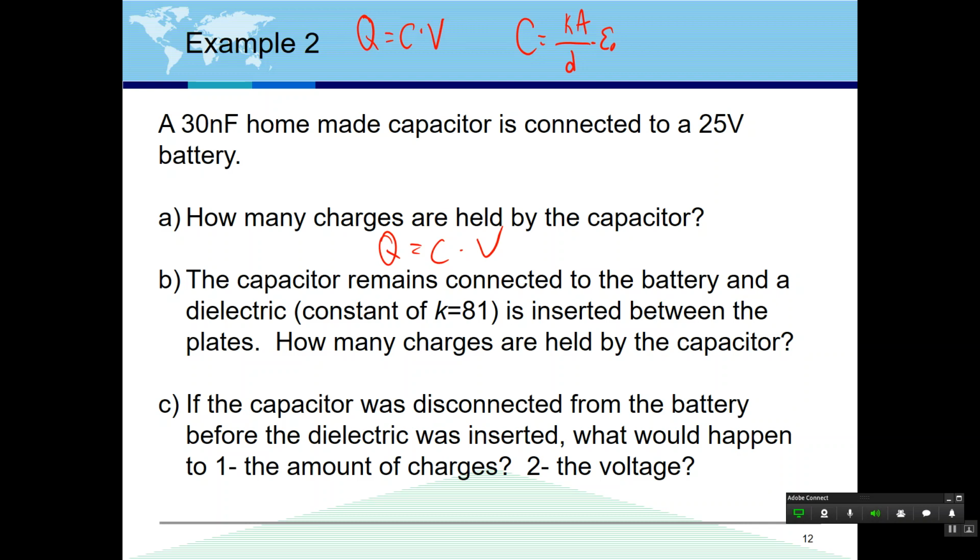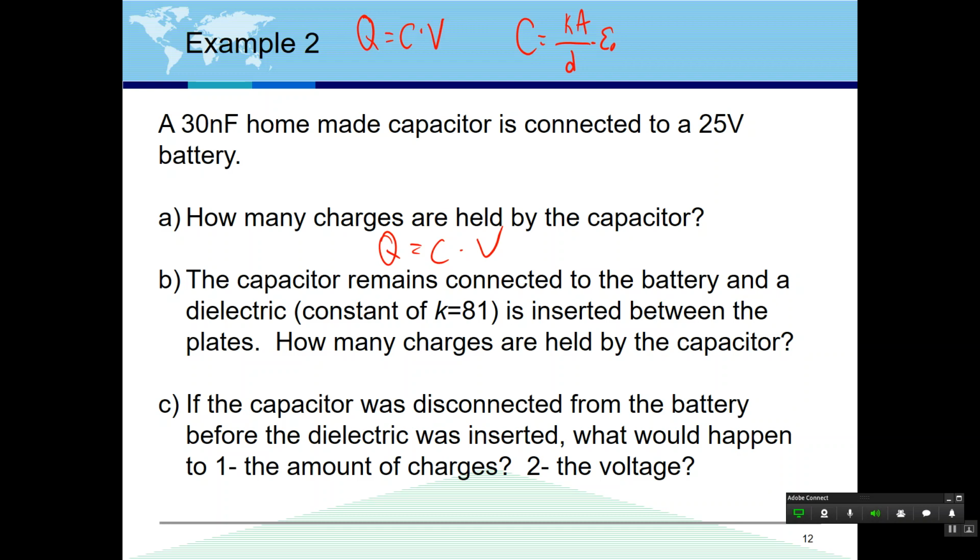What's going on in B? Anais? Right, you don't have an area or a distance, but it's the same capacitor. So therefore, it's the same area and the same distance. So that means that the capacitance, other than the dielectric, is staying the same, right? And your permittivity is the only thing that's changing.